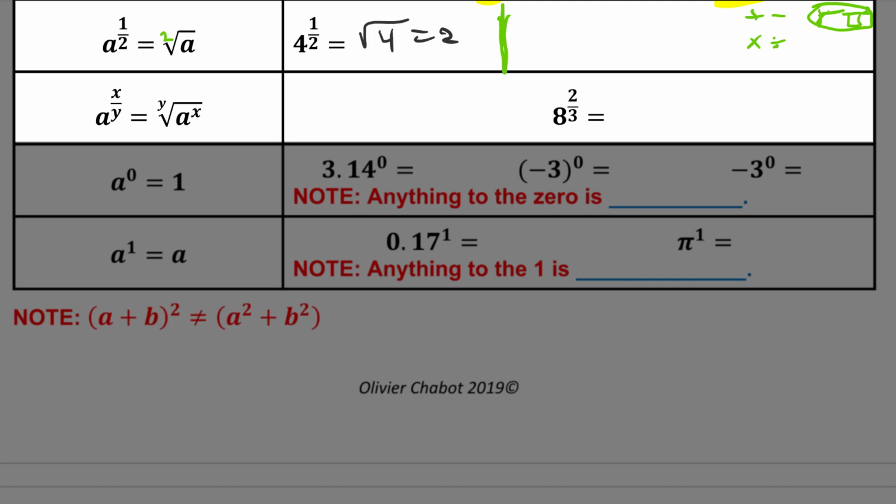And the same thing will be true when we have logs. So the way to get rid of log base 2, for example, is to raise it. The base will be 2, and you raise the whole thing, and that will cancel.